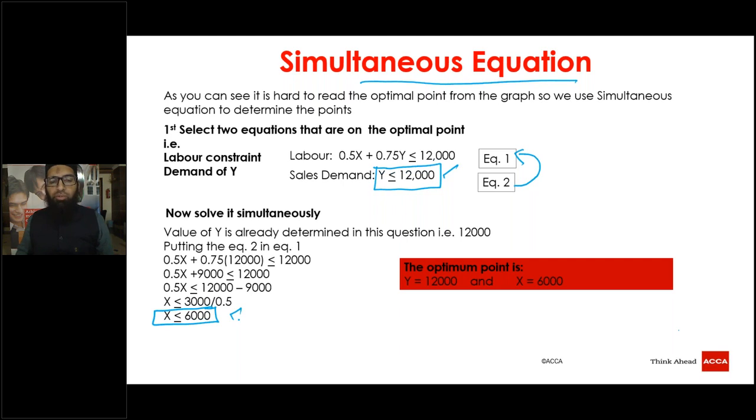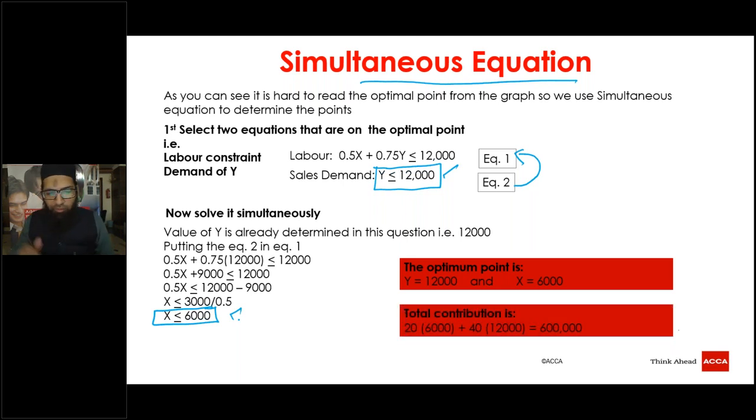It has been asked to calculate the total contribution. I will put the value of the optimum product mix into the objective function, which was 20x plus 40y. So the answer will be 600,000. So this is how we do that. Have you understood that?